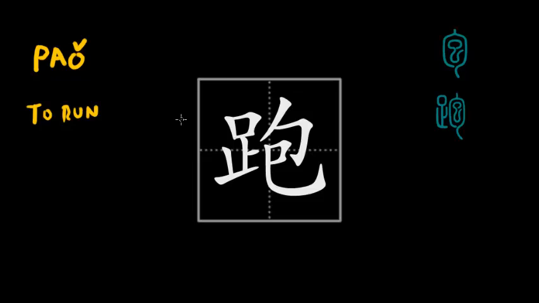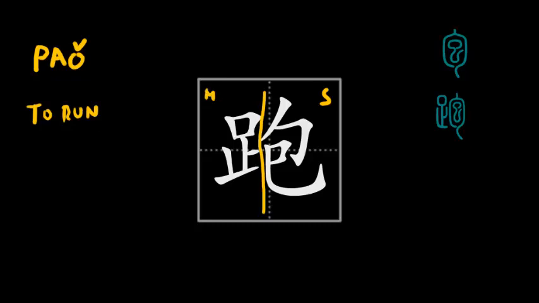still operating. The character is a typical phono-semantic compound, which means that it is composed of two parts or two elements, of which one of them, and it's this one over here, points to its sound, and one of them, and it's this one over here, points to its meaning.